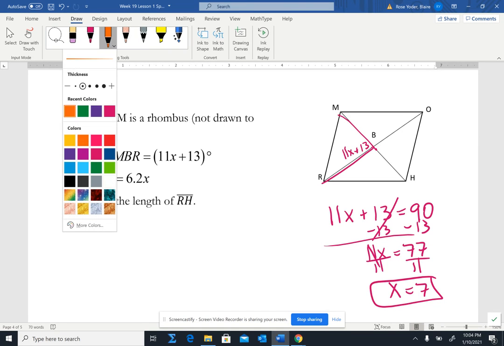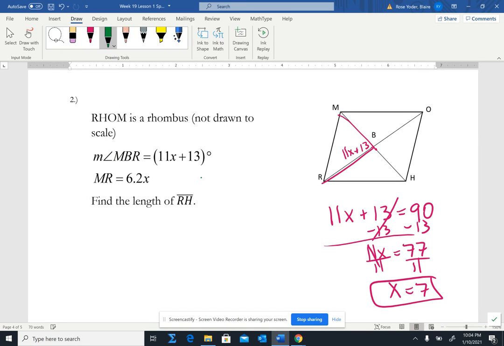Okay, how does that help us find the length of RH? Well, we had to be given something else too. We were given that MR is 6.2x. That's weird, the expression was for MR, not for RH. But don't forget, rhombuses have 4 congruent sides. So if I plug that 7 in for x, that's automatically going to tell me what all the side lengths are. So we do a quick 6.2 times 7 calculation. That equals 43.4.